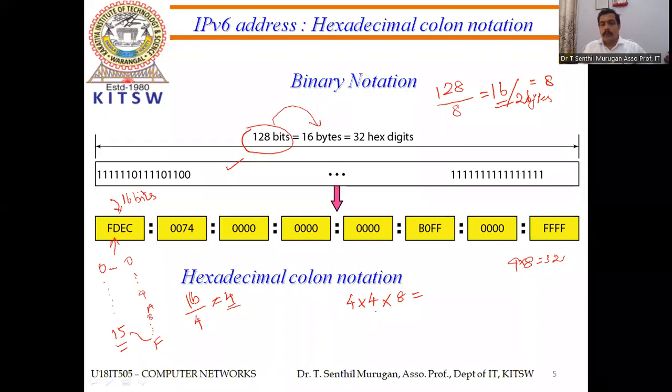So 4 into 4, 16, 16 into 8, 128. Okay, so a total of 128 bits we are representing. So some rule is there for how to simplify the entire address. These many numbers are there, no? So remembering it is very difficult. For that, how can we shorten the entire address?